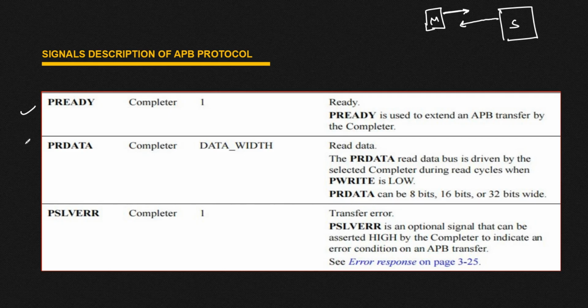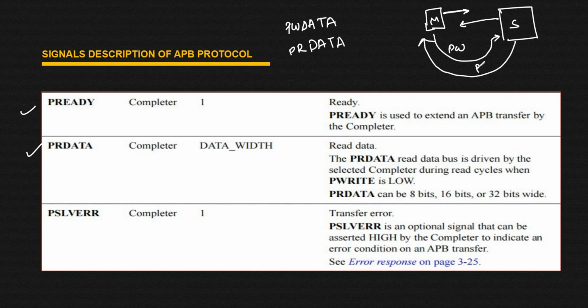Now after that we have PR data. PR data is the data which you are reading from the slave. There are mainly two types of data, PW data and PR data. PW data is the data which we want to transfer from the master into the slave. PR data is the data we are reading from the slave into the master. So this is PW data and this is PR data.